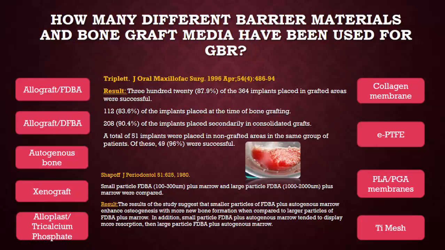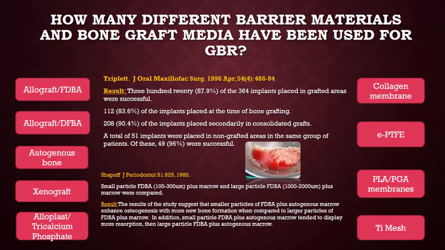Now many of us will ask which particle size is better to use, for example if we are using xenograft or FDBA graft. In the market we have small particle and we have large particle. When we do ridge augmentation, horizontal or vertical, with a particle graft, it's better to use a large particle size because it resorbs slower than the small particle. Therefore, it acts as a space maintainer and gives sufficient time for the bone formation.